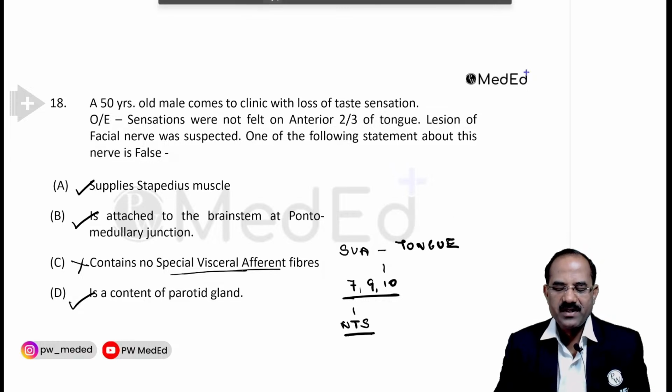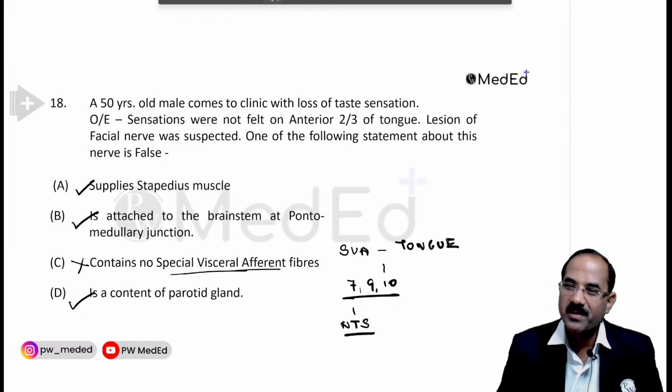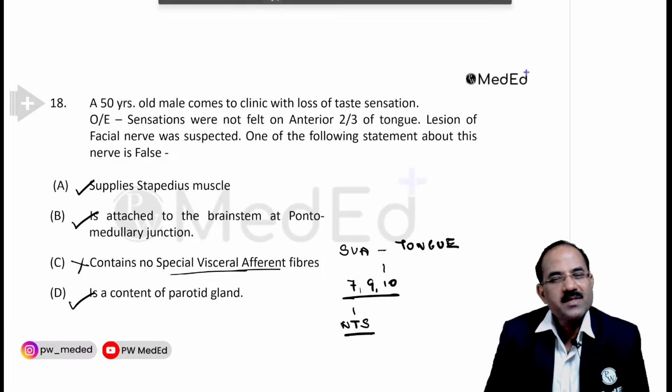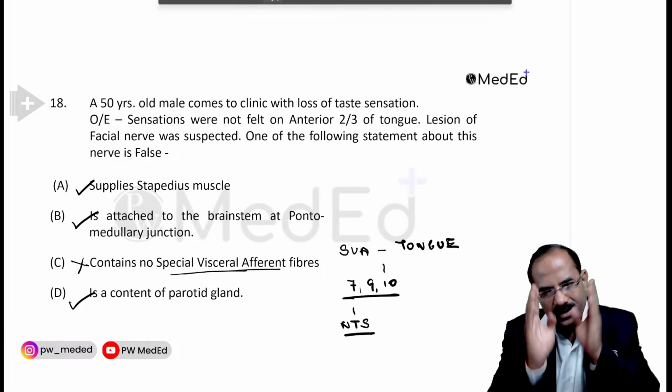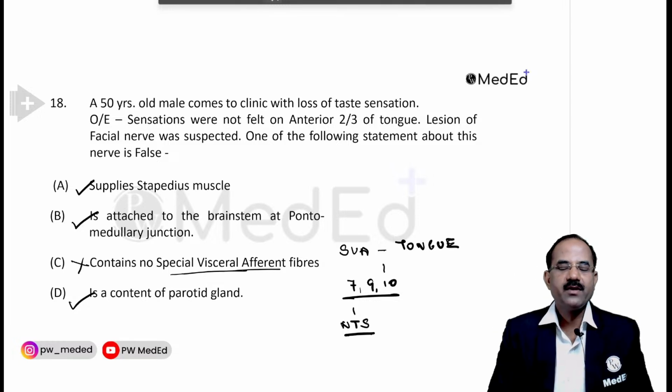Contains no special visceral afferent is wrong. The special visceral afferent carries special sensations from the tongue to the nucleus of tractus solitarius. And this special visceral afferent fibers are present in which three nerves? The 7th, the 9th and the 10th nerve. Is this clear, students? So answer is C for this.